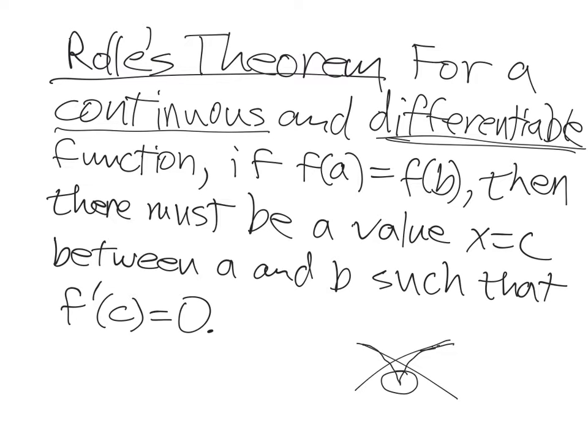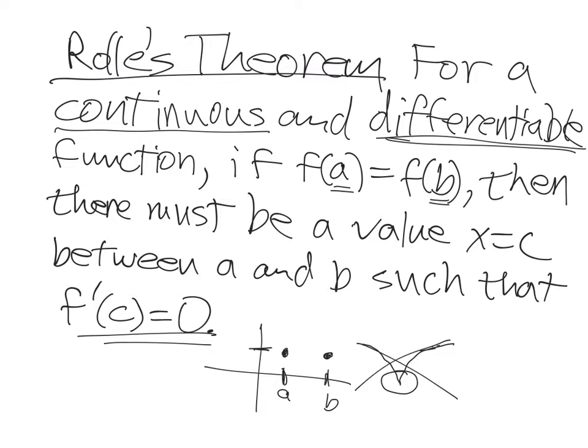Okay? But if we have two different x values that give us the same y value, okay, for instance, let's say we have points a, f of a, and b, f of b. Those are the same y values. Then there must be a value in between a and b where the derivative of that x equals 0.